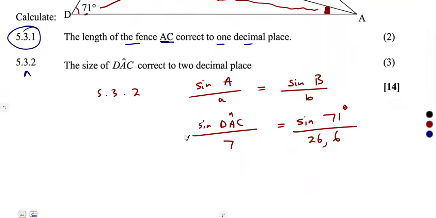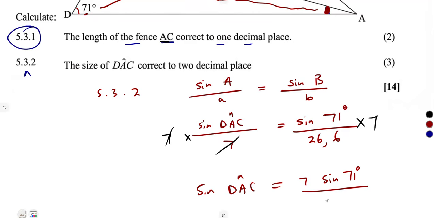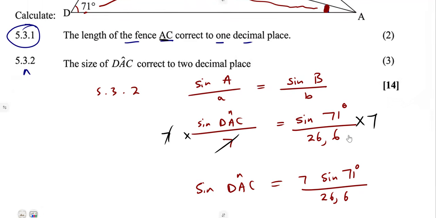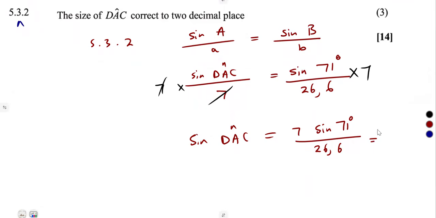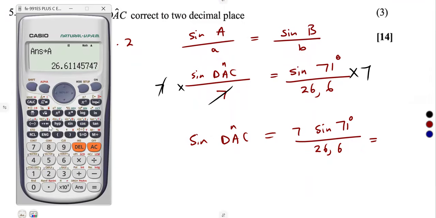Do not worry. You can even multiply by 7 to get rid of the 7 in the denominator, so that we can calculate the sine of DAC. You just write 7 times the sine of 71 over 26.6. We could have simplified this directly on our calculator: 7 sine 71 degrees over 26.6. Or you can use the exact value.